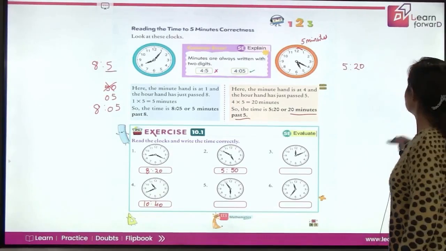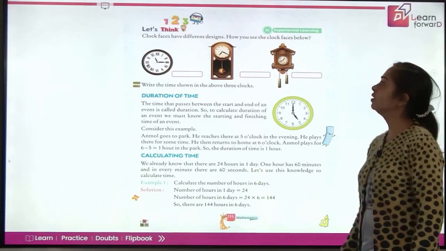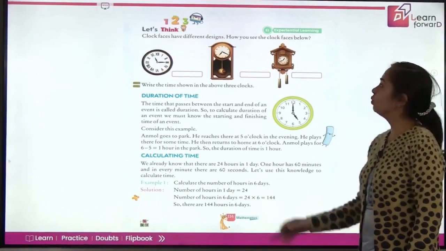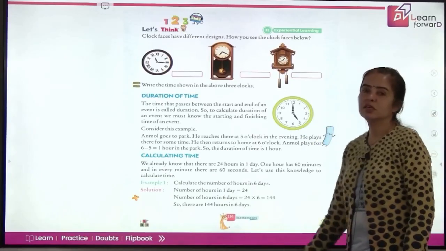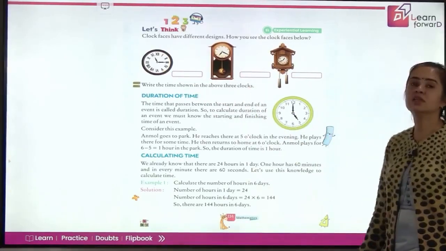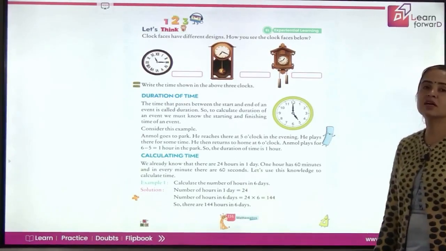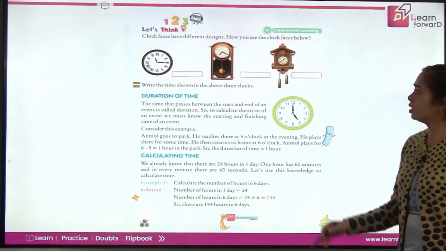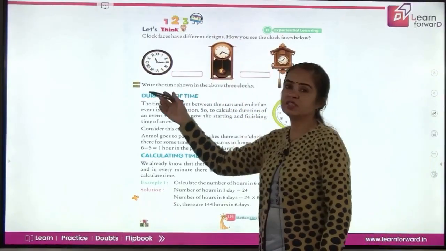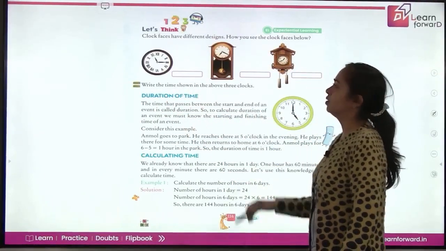That's great, children. Now moving ahead, clock faces have different designs. How do you see the clock faces below? So what is the shape of these? It is a circle. This is a rectangle. And this is a square. So you just have to see the different faces they have. But what do you have to write? Write the time shown in the above 3 clocks.